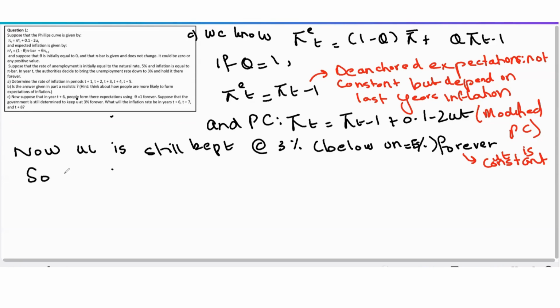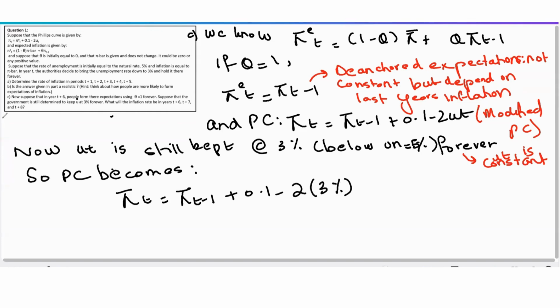So the Phillips curve equation becomes pi t is equal to pi t minus 1 plus 0.1 minus 2, and here I can just plug in 3%. Why can we do that? Because u t is kept at 3% forever. Not only is u t plus 6 equal to 3%, but so are u t plus 7, u t plus 8, and so on. So u t is kept at 3% below u n forever.